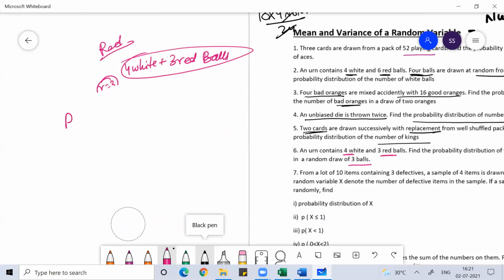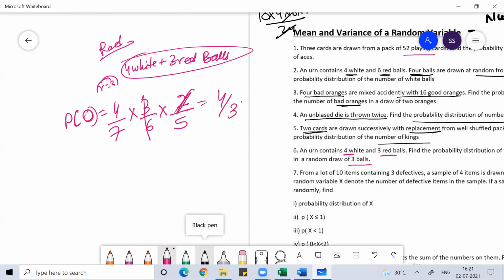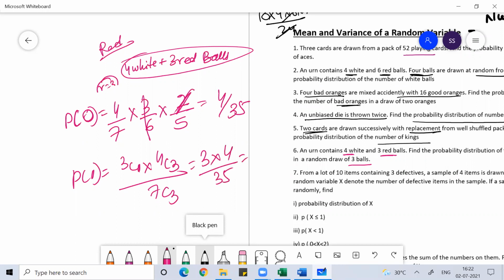See this, zero red balls means all the balls are white in color. That would be 4 by 7 into 3 by 6 into 2 by 5. Then this gets cancelled, so this would be 4 by 35, which I told you earlier. And for one red ball and three white balls: 3C1 into 4C2, divided by 7C3. 3C1 is 3, 4C2 is 6, 7C3 is 35. This is 18 by 35.